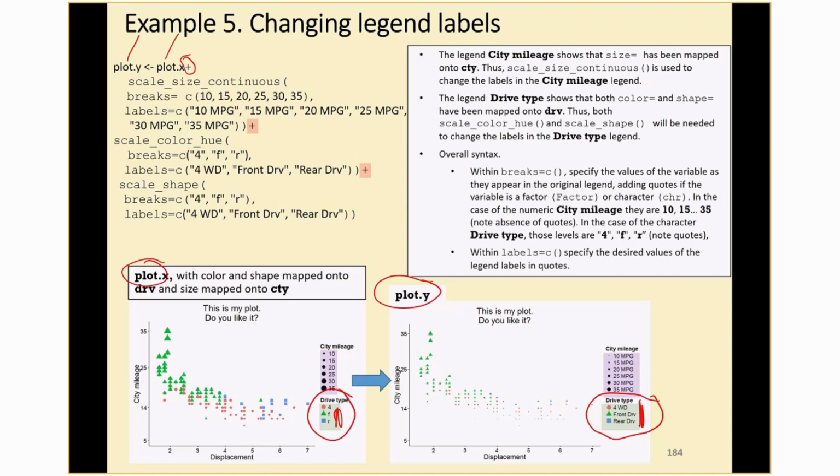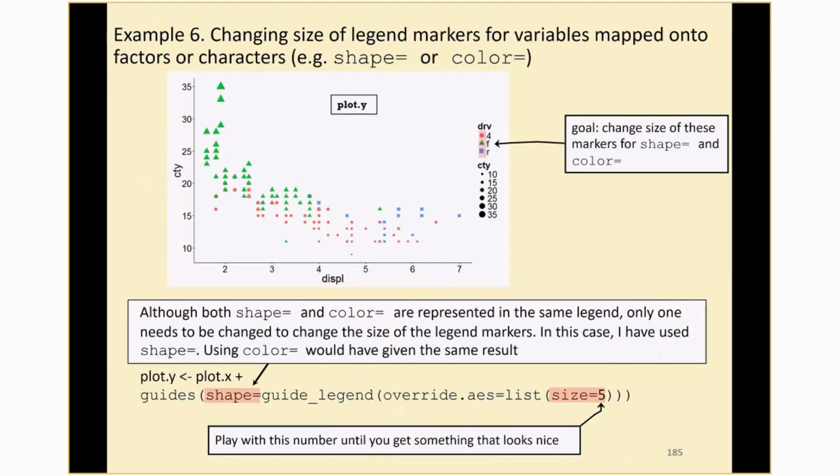I'm going to have scale shape. There's its open and its closed parenthesis. And inside that, the breaks and the labels, a vector for each. First vector is what was previously the case. Second vector is what I really want. And the sixth example is going to address this rather irritating problem that you may have seen.